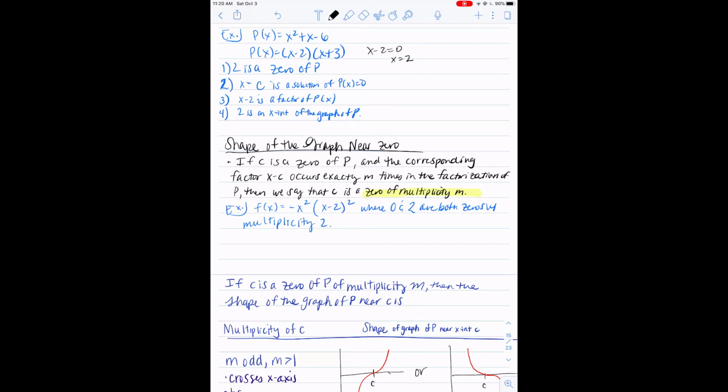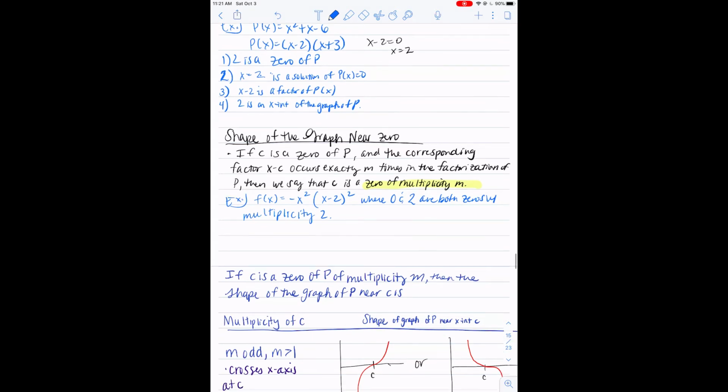So we're just going to look at x equals 2. From what we just learned, we know 2 is a 0 of p. If x equals c is a solution, then our x equals 2 is a solution of p of x equals 0, x minus 2 is a factor of p of x, and 2 is an x-intercept of the graph of p.